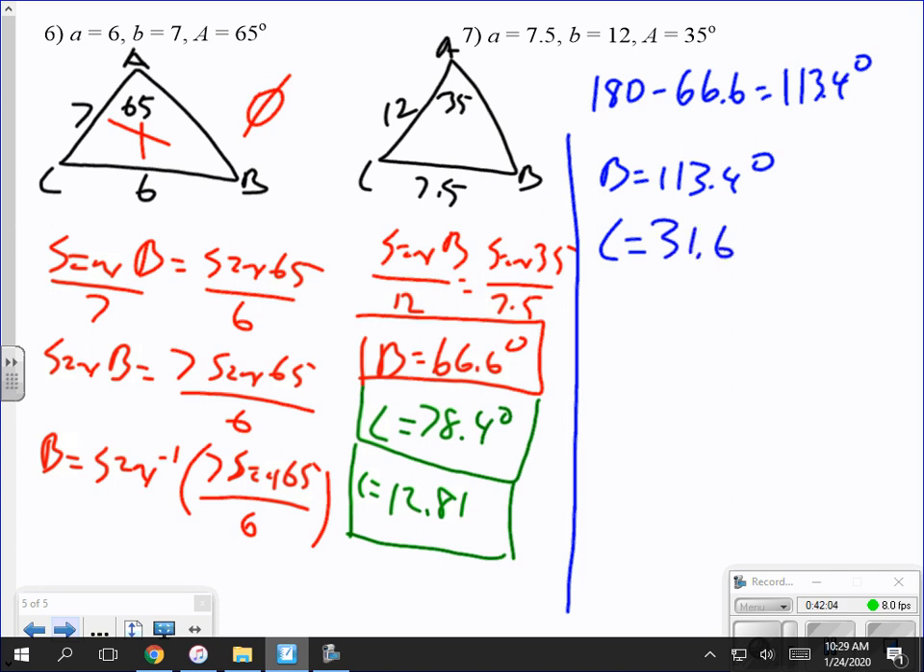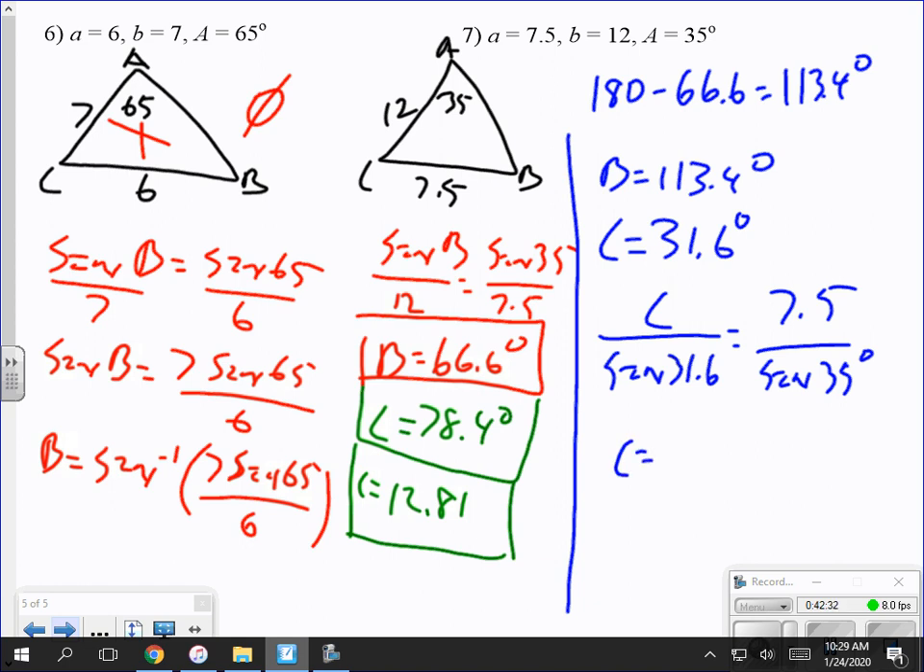180 minus 113 minus 35 gives 31.6. We have three angles that work. We're okay. And then set up this law of sines: C over the sine of 31.6 degrees is equal to 7.5 over the sine of 35 degrees. And you end up solving it and you get C equals 6.85. A doable triangle.